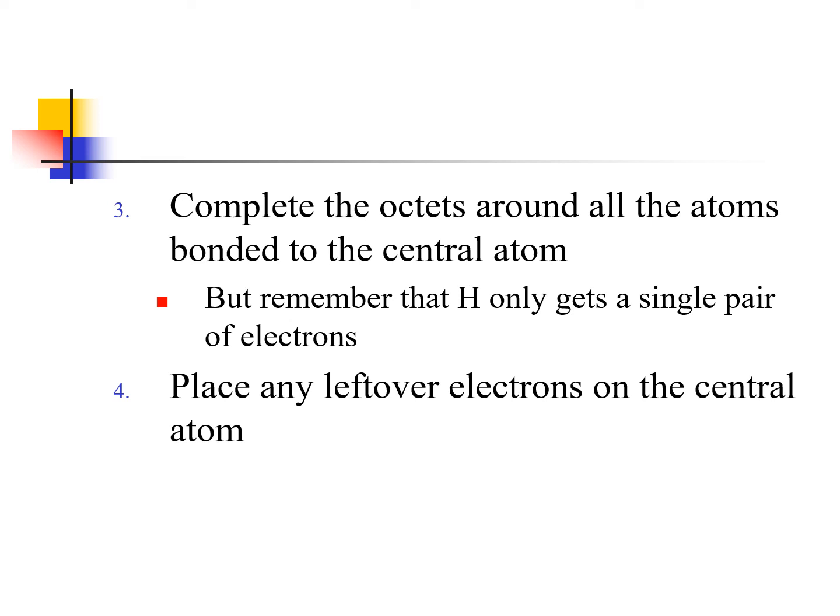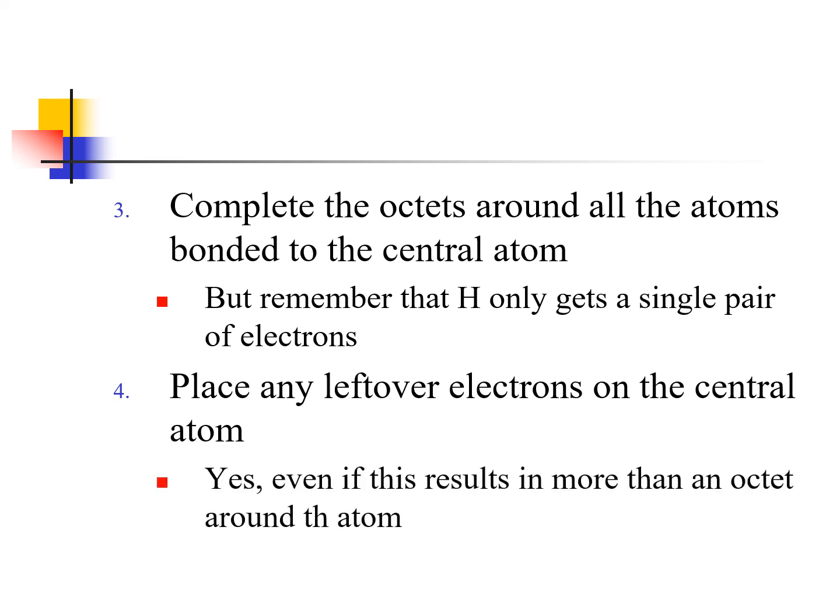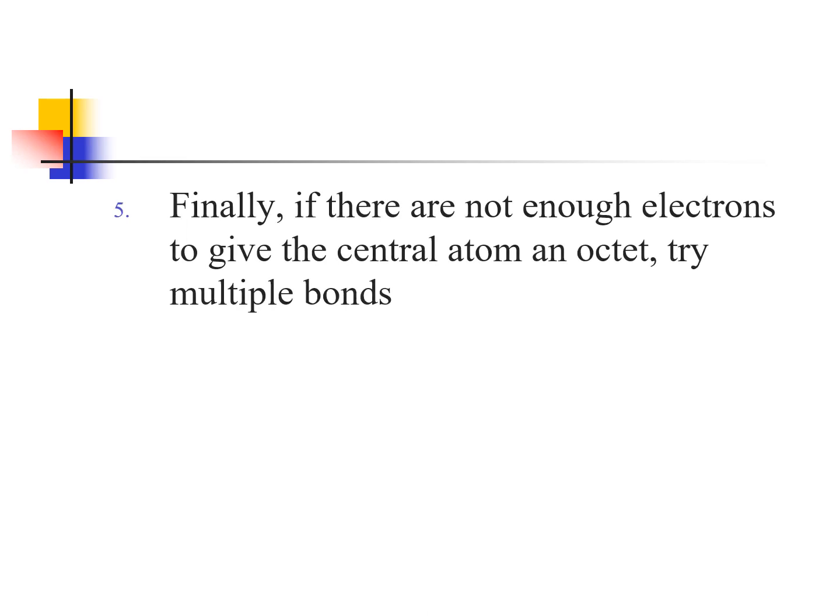For every bond I place doing the skeleton, we take 2 electrons away because every single bond is 2 electrons. For every electron I place to complete the octet around the outer atoms, we take away 1 electron. Then we place any leftover electrons on the central atom, and as we're going to see later this chapter, even if this violates the octet rule. And if there's not enough electrons for that central atom to meet the octet rule, then we'll form multiple bonds.